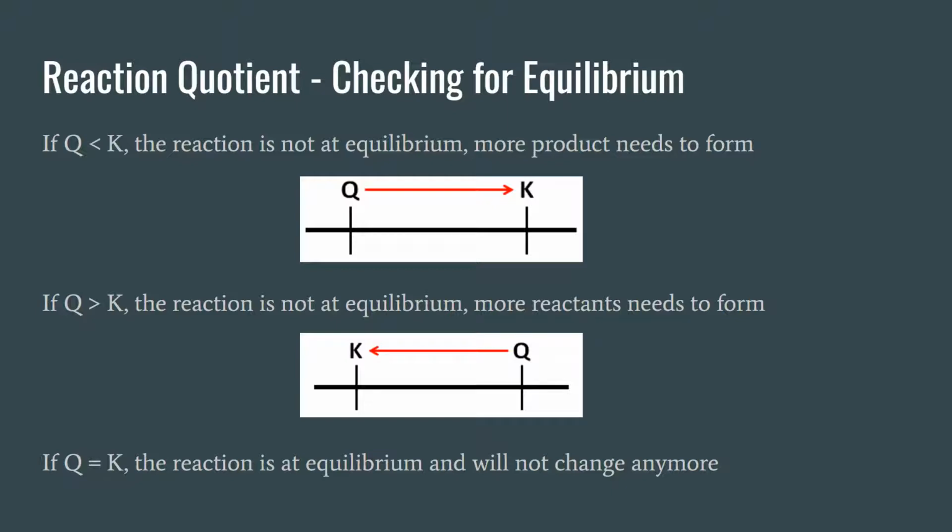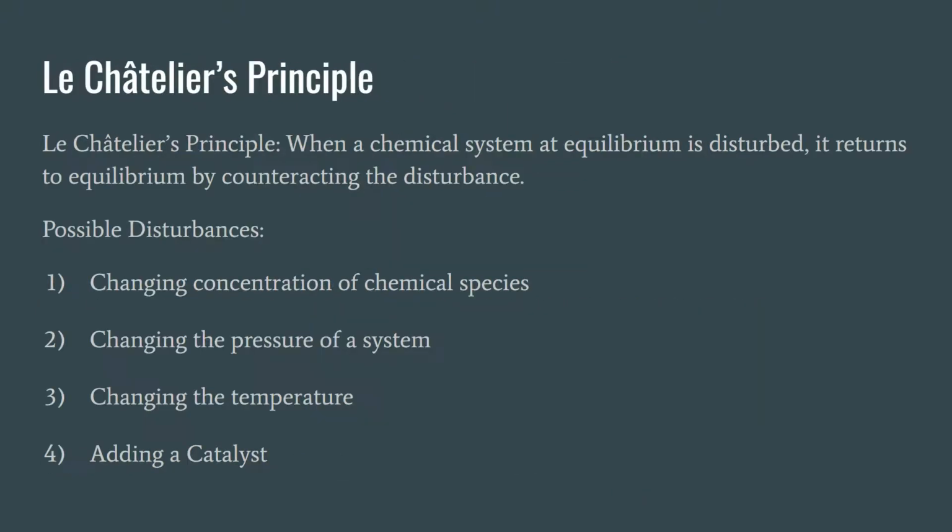Now, today we're going to talk about systems that have reached equilibrium and what happens when I disturb them. So the idea is known as Le Chatelier's principle. And it states that when a chemical system is at equilibrium and it is disturbed, it returns to equilibrium by counteracting the disturbance. Now, in this case, when I say the word disturbance, we're actually talking about four possible scenarios.